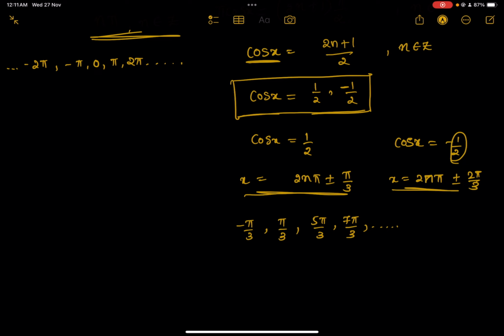Okay. And this side, when you put n equal to minus 1, minus 2π plus π/3. So minus 5π/3, minus 7π/3, and all of this.